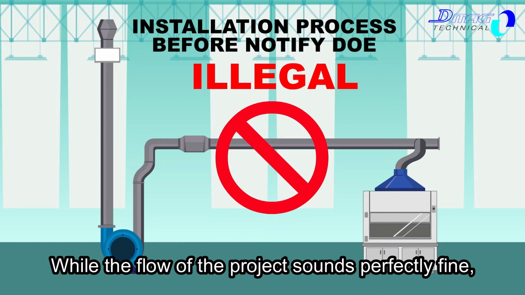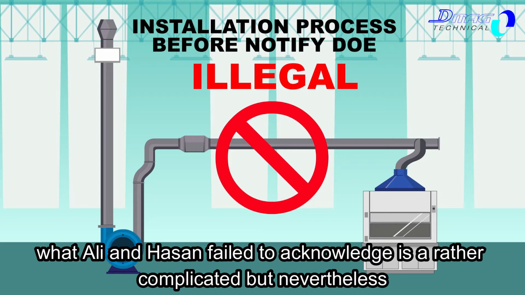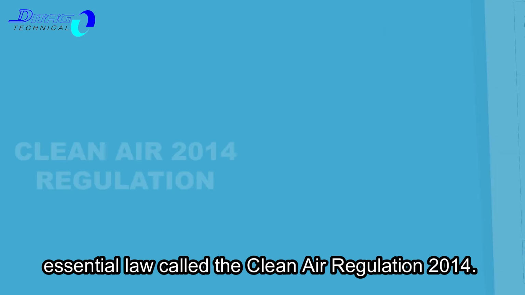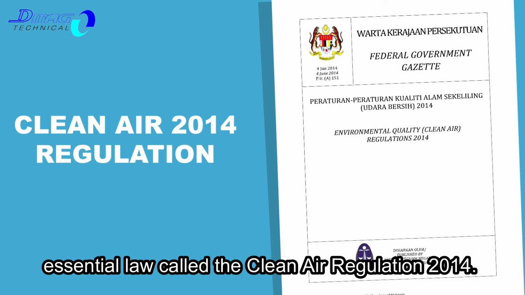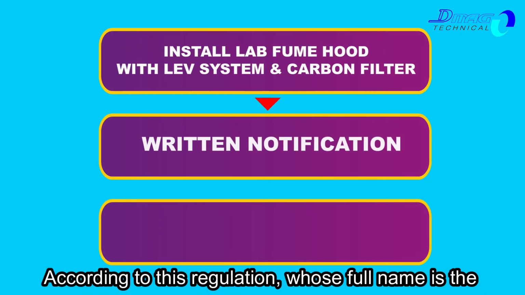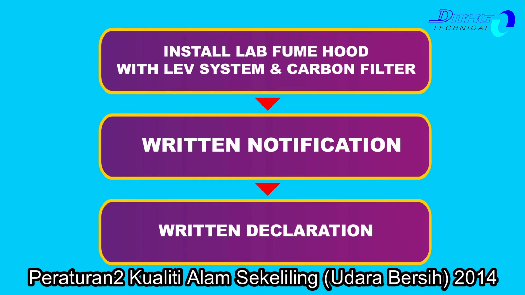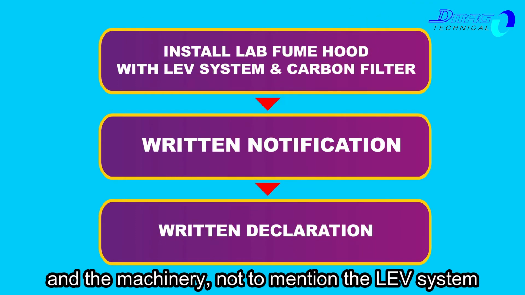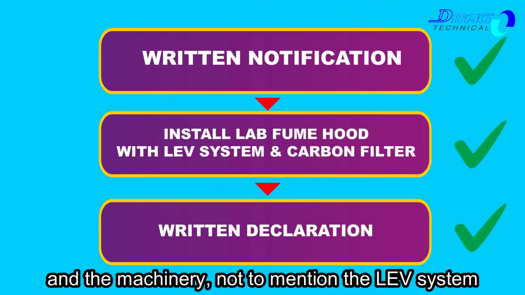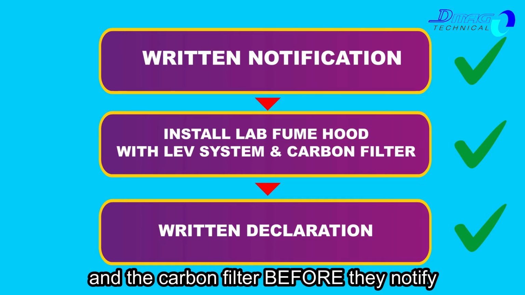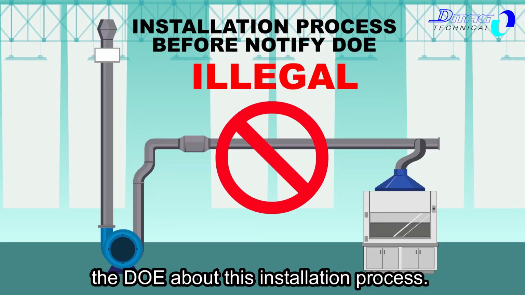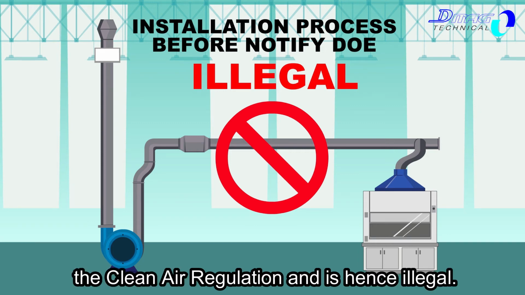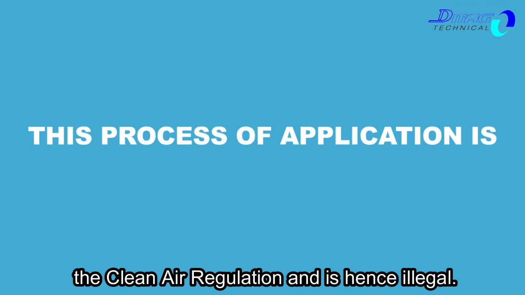While the flow of the project sounds perfectly fine, what Ali and Hassan failed to acknowledge is a rather complicated but nevertheless essential law called the Clean Air Regulation 2014. According to this regulation, whose full name is the Peraturan Kualiti Alam Sekeliling Udara Bersih 2014, Ali should not have installed the lab fume hood and the machinery, not to mention the LEV system and the carbon filter, before they notified the DOE about this installation process. Doing this breaks the Clean Air Regulation and is hence illegal.